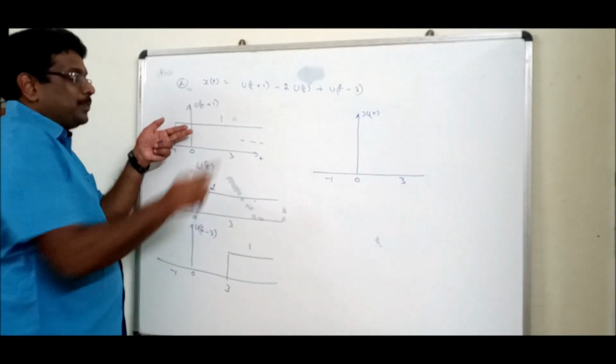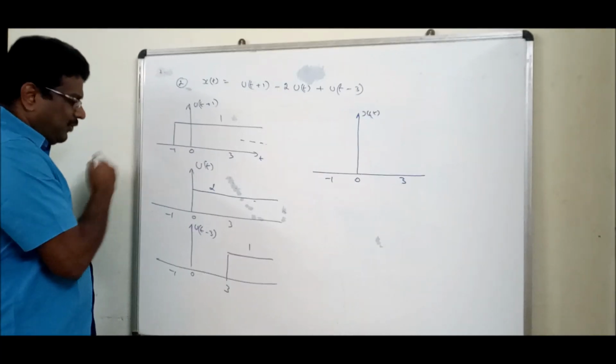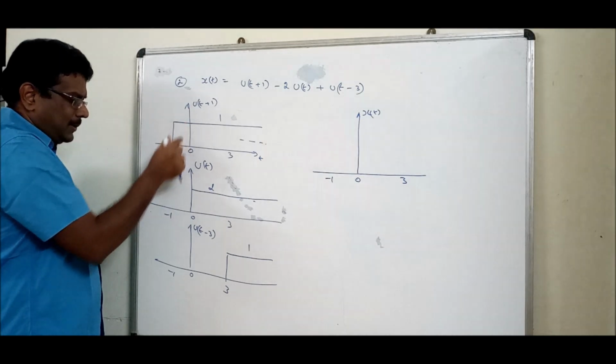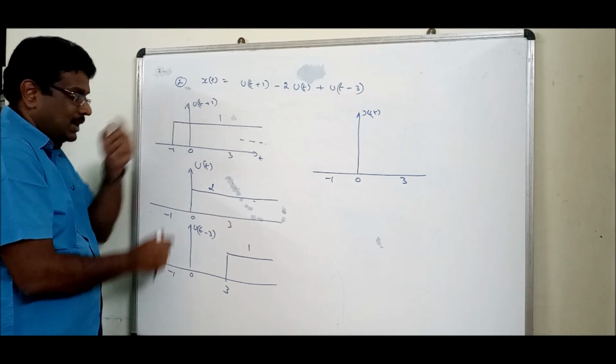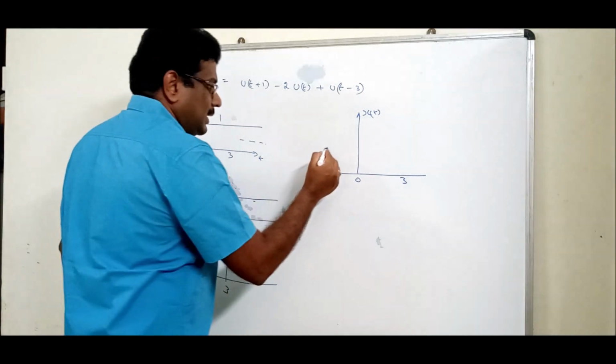First signal minus second signal plus third signal. Before minus 1, 0. Minus 1 to 0, 1, 0, 0. As per this format, 1 minus 0 plus 0. Answer is 1.